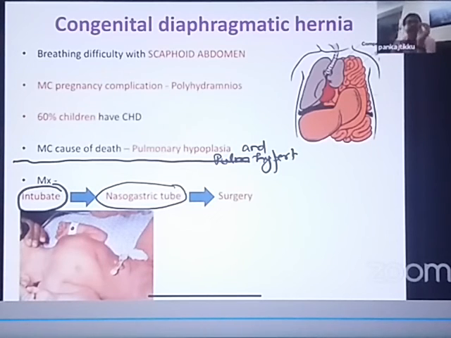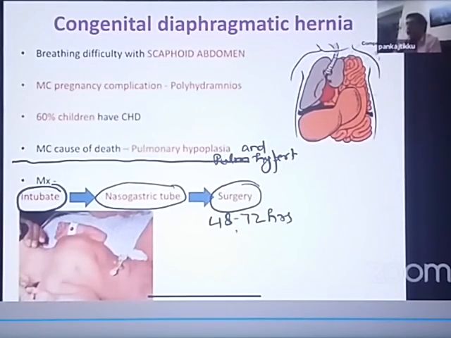A feeding tube is passed through the mouth or through the nose into the stomach, and then you take a syringe and empty out the air from the stomach. When you empty out the air, the stomach collapses, and because the stomach is right now in the chest cavity, as it collapses the lungs gradually start expanding because they are now getting the space to expand. Finally, once this has been done, you take the child to surgery. Normally the surgery is performed at 48 to 72 hours after birth.